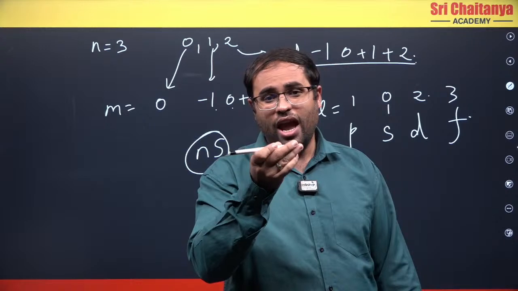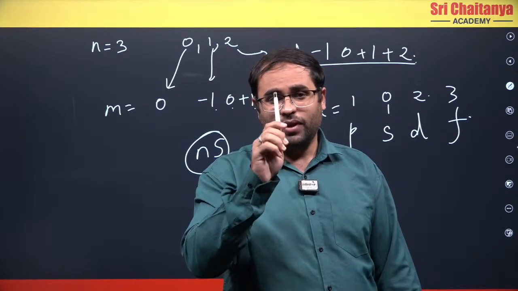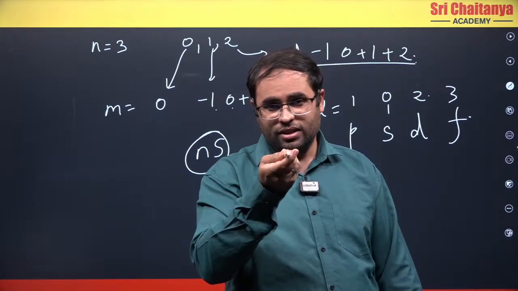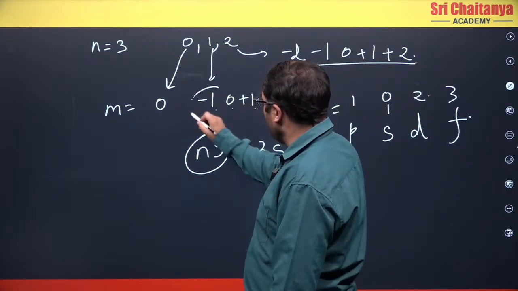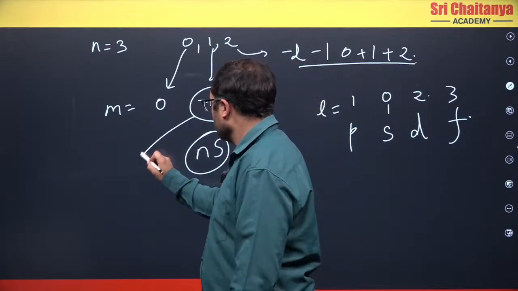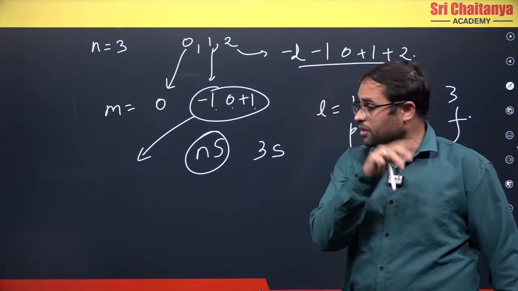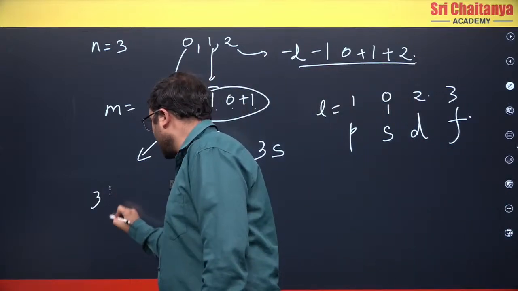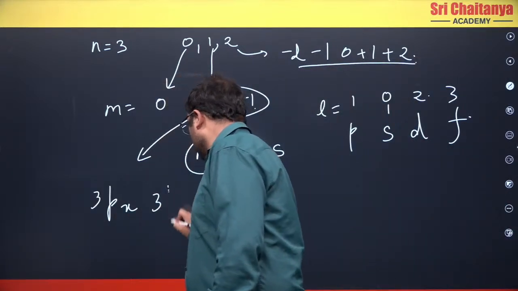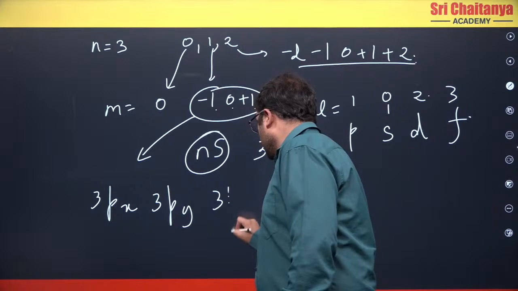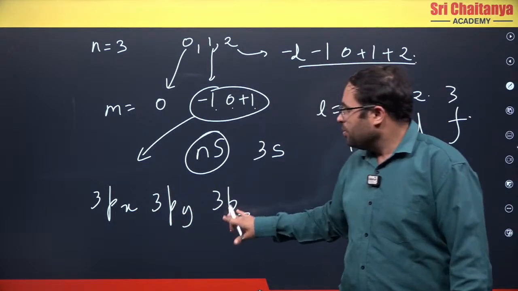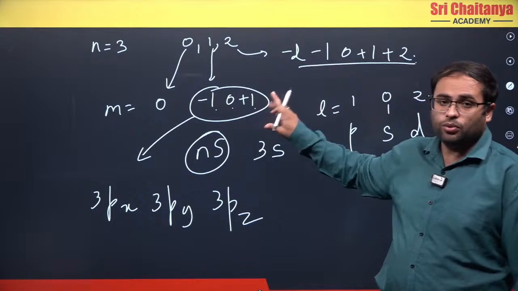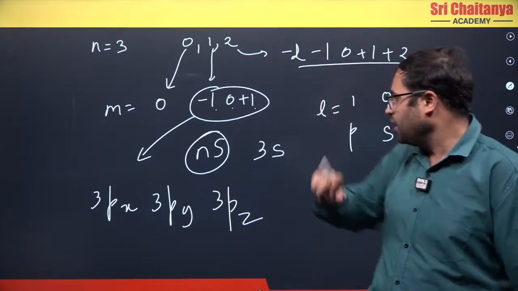X, y, and z. X, y, and z, right? So when you have p orbitals here, I can define 3 p orbitals, right? 3px, 3py, and 3pz, where each of them represents these values. This should be there in your mind.